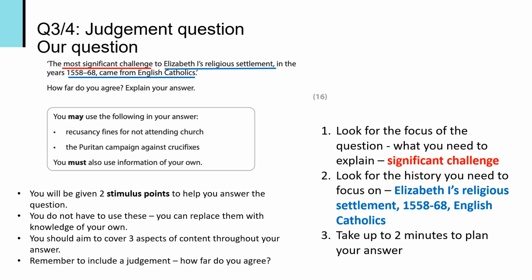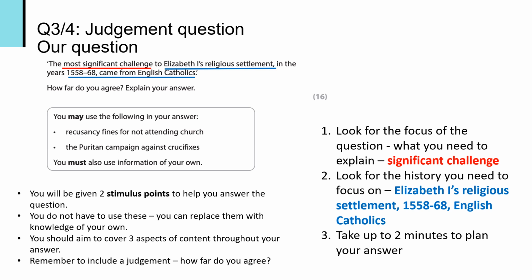So let's have a look at this question today. It's a question from the early Elizabethan England paper. The most significant challenge to Elizabeth I's religious settlement in the years 1558 to 68 came from English Catholics. How far do you agree? Explain your answer.